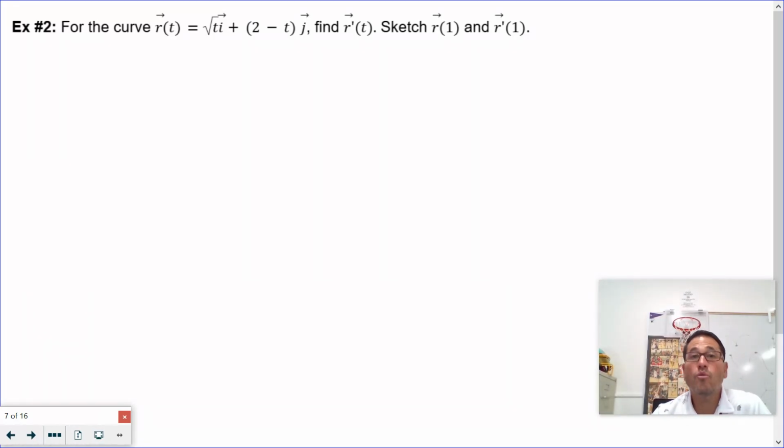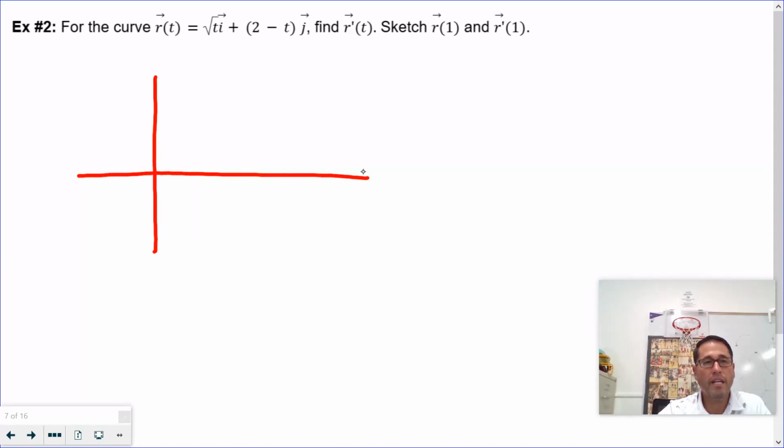What's this say? It says we have a curve in 3-space, 2-space it looks like. We could draw it in 2-space because we don't have a k component, a z component. We're going to find r prime of t, sketch r of 1 and r prime of 1. Okay, all right, let's do it. Well, can I sketch r of t?